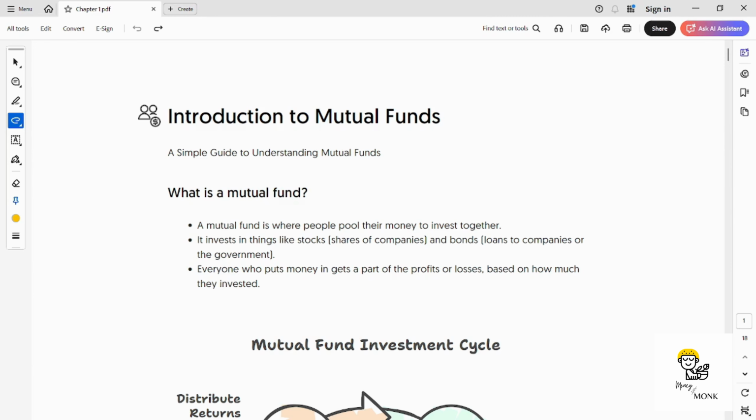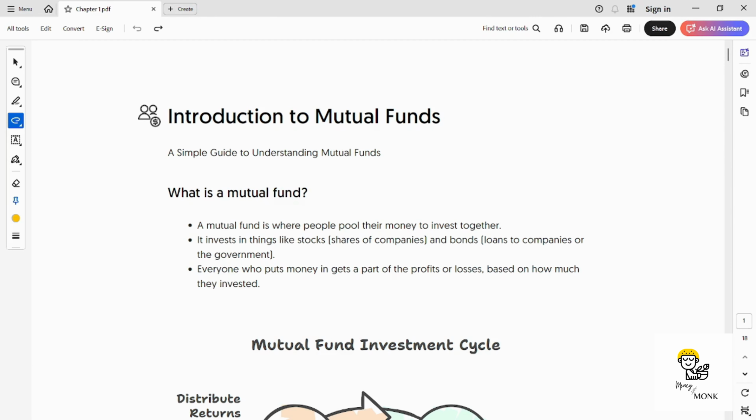Introduction to Mutual Funds. This is our chapter 1 for the course. This is a simple guide to understanding mutual funds, even if you're a complete beginner to financial rules. Okay, so first question, what is a mutual fund? That's important to know.